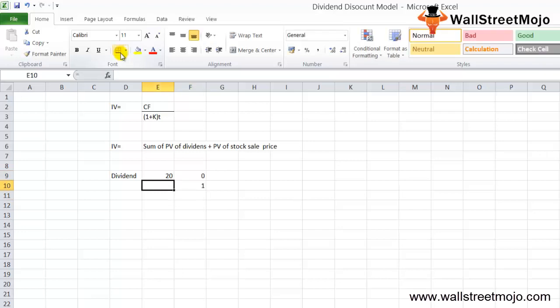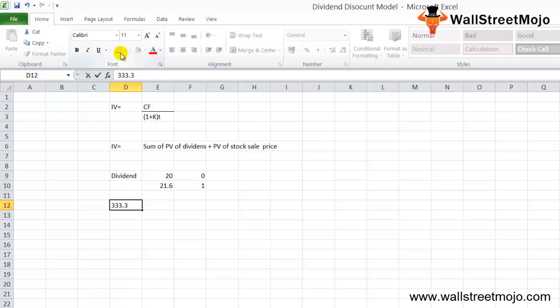Now for year 1, there will be growth in the dividend. Let's say it will pay you 21.6 for the following year. So after receiving the second dividend, you plan on selling the stock for, let's say, $333.3. So what is the intrinsic value of the stock if your required return is 15%?